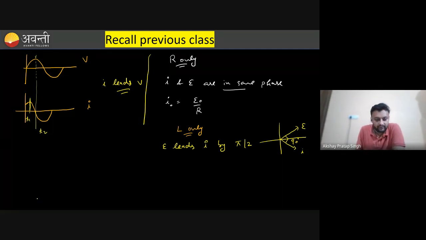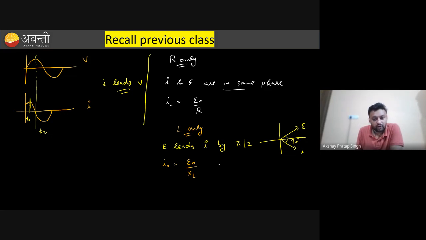One more thing that you studied in the previous class: I naught is equal to E naught by XL. Do you remember what we call this XL, and what is its unit? Inductive reactance. Very good. Inductive reactance, and its unit is ohm.